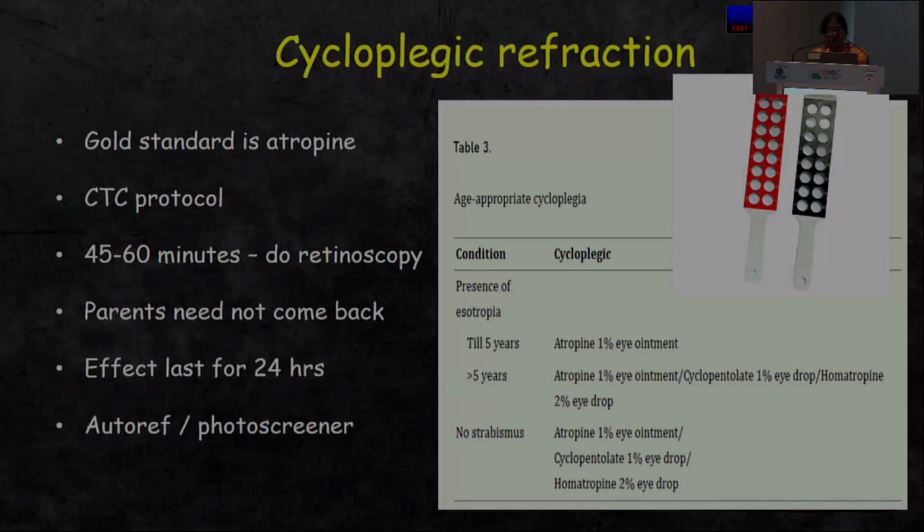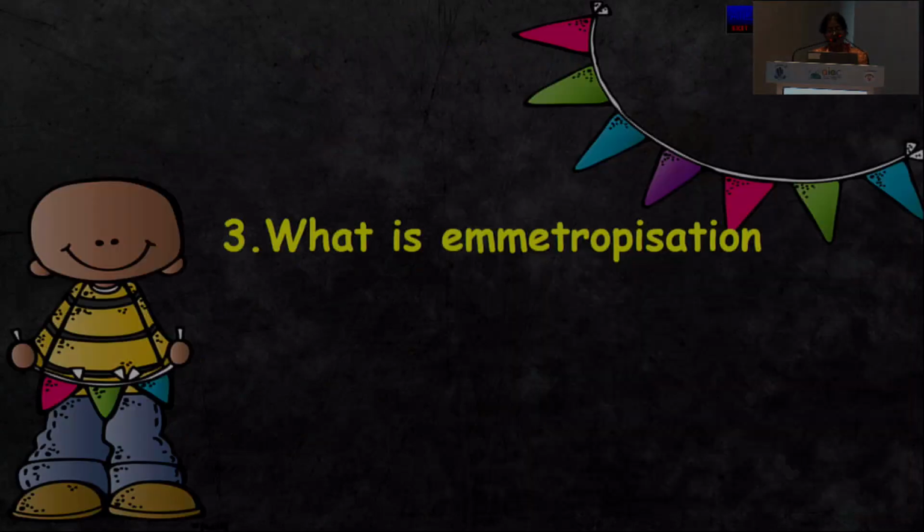Another option for doing auto refraction in kids is photo screeners, and while performing retinoscopy we can also use skiascopy racks or retinoscopy racks, and they are very good for performing retinoscopy, because most of the time the child will not allow a trial frame to be put over their eyes.